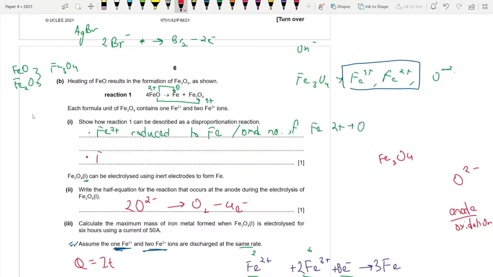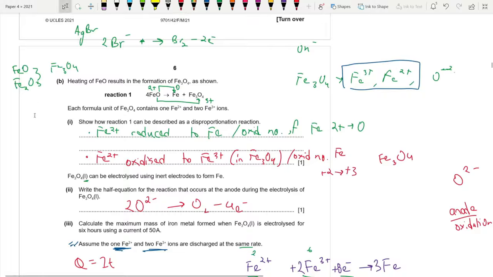What about the other one? Fe2+ is oxidized to Fe3+ in Fe3O4, or you could say that the oxidation number of Fe goes from +2 to +3. That also works. Any one works, okay? Now what? Fe3O4 can be electrolyzed using inert electrodes to form iron.